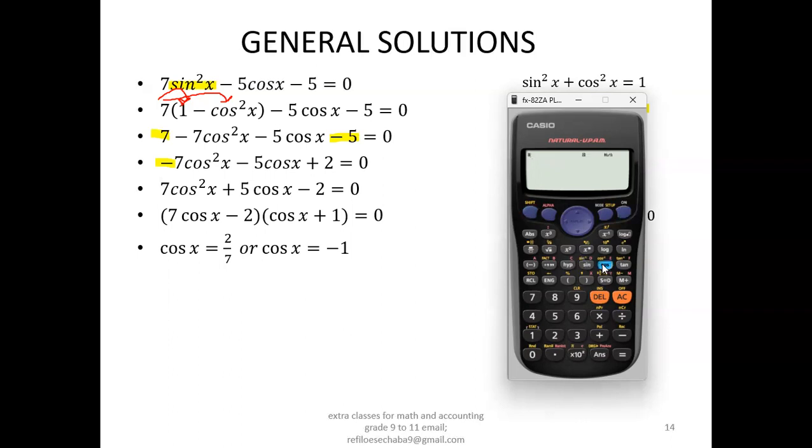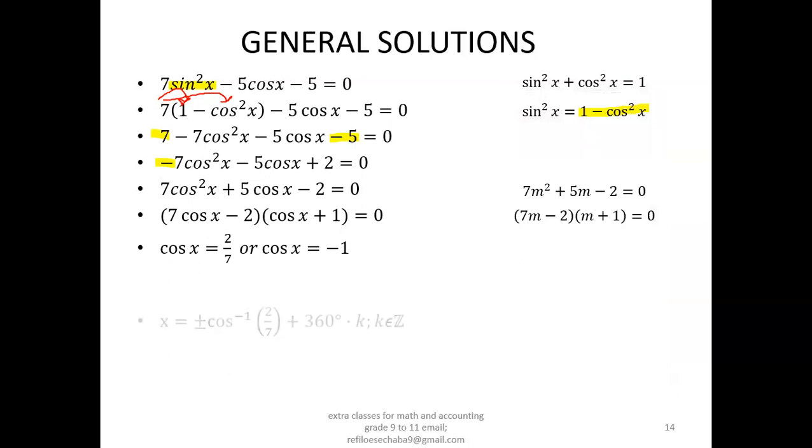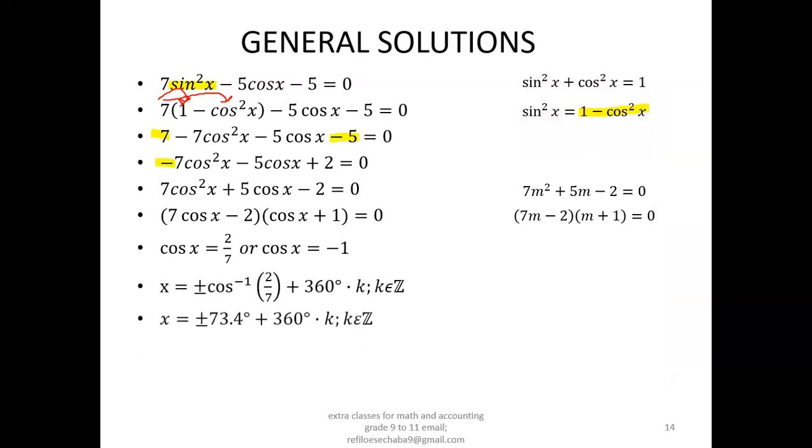If arc cos of 2 divided by 7, it gives us 73.39, which is simply 73.4. It'll be plus or minus 73.4 degrees plus 360 degrees times k, where k is an element of integers. Some teachers don't like it when you show it as plus or minus, especially the negative part of 73.4.